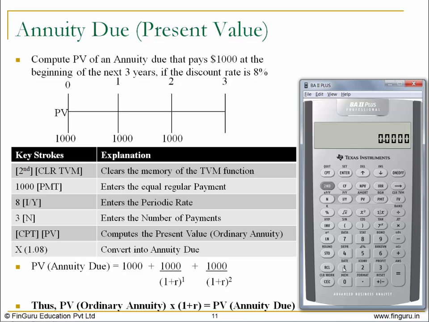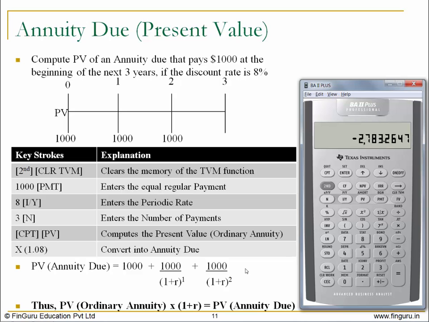So the way to do this on the calculator is second clear TVM, 1000 PMT, 8 is the I by Y, 3 is N, and we compute the present value. Now this present value is only the present value of the ordinary annuity. To convert this into annuity due, I need to multiply this by 1 plus R, which is 1 plus the periodic rate. So we multiply this by 1.08, and in this case we get 2783, and that's the present value of the annuity due.